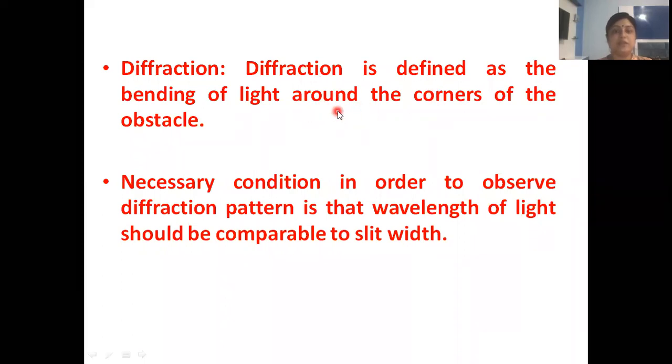We know the rectilinear motion of light, that light always travels in a straight path or in a straight direction. But whenever an obstacle of very small size comes into the path of light, then instead of moving straight, light just bends. Light bends around the corners of that obstacle. This phenomenon is called diffraction.